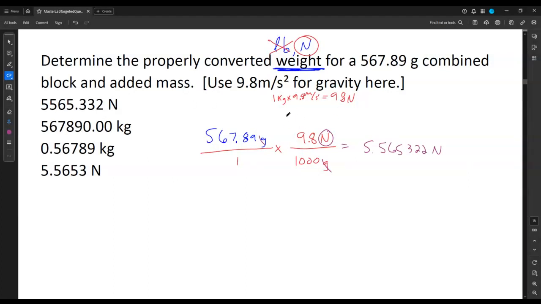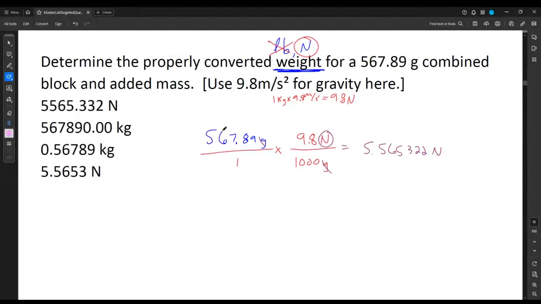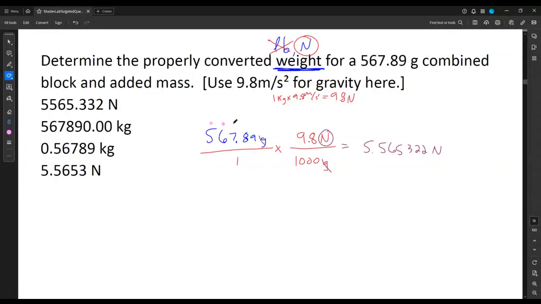But because this was something that was presumably measured in a lab, then we need to follow significant digits and rounding. So we have 1, 2, 3, for 5 significant digits in this thing. These don't matter because they're parts of definitions or conversions. So we trust that they are fully correct. So we're not going to use them to limit our rounding. That means that our answer needs to have 5 significant digits. So 1, 2, 3, 4, 5.